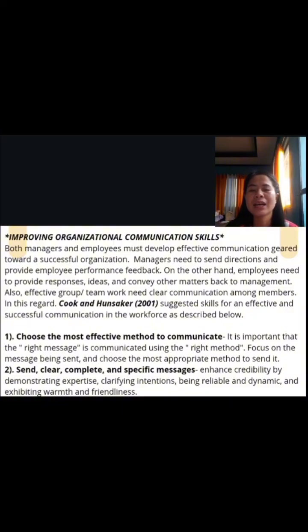In this regard, Koch and Hans Zucker, 2001, suggested skills for an effective and successful communication in the workforce as described below. First is choose the most effective method to communicate. It is important that the right message is communicated using the right method. Focus on the message being sent and choose the most appropriate method to send it. Second is send clear, complete, and specific messages. Enhance credibility by demonstrating expertise, clarifying intentions, being reliable and dynamic, and exhibiting warmth and friendliness.